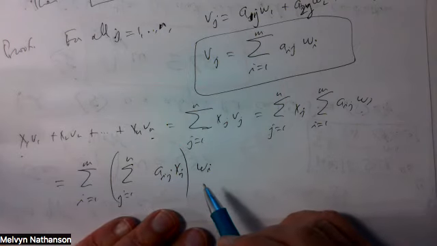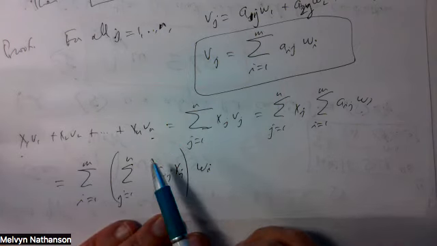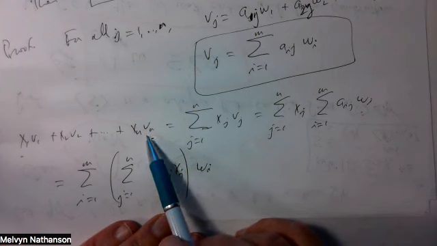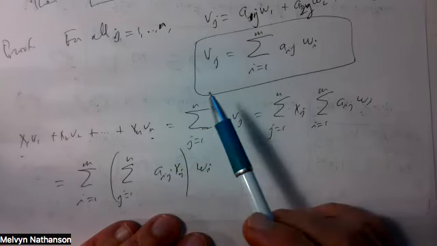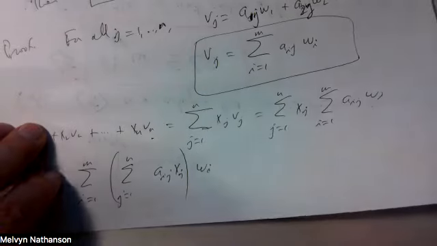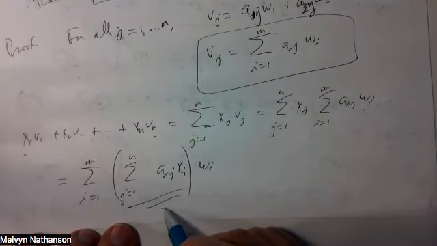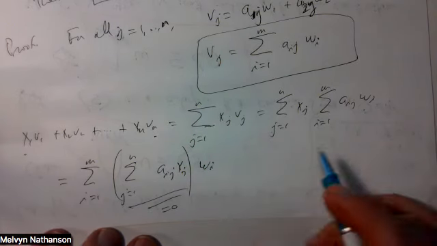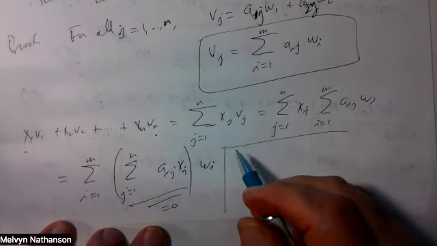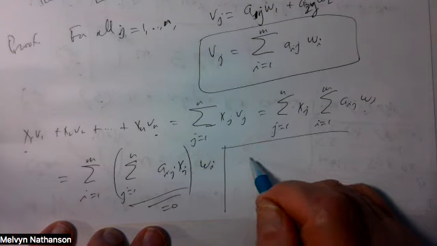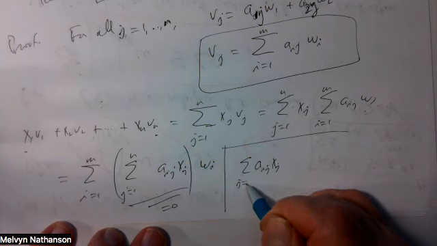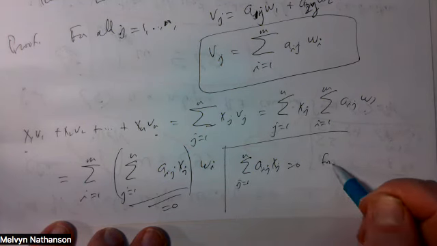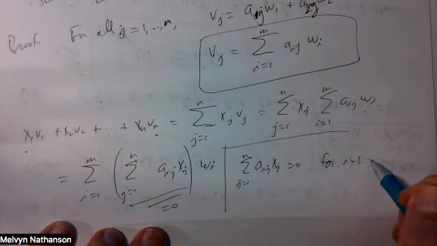And I want to show that v1 up to vn are linearly dependent. So I can choose x's not all zero, such that this is the zero vector. Now, if each of these coefficients is equal to 0, then I certainly get the 0 vector. So I want to look at the system, summation aij xj, j goes from 1 to n, equals 0, for i going from 1 up to m.